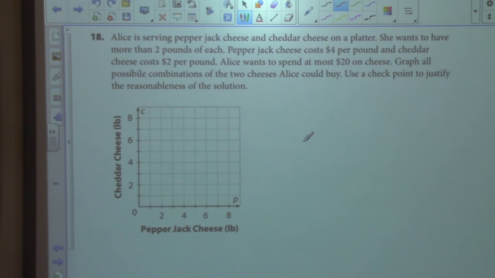Ready? I'm ready. Alright, so she wants to have no more than 2 pounds of each, pepper jack cheese and cheddar cheese. So I put a 2 going up with a solid line.